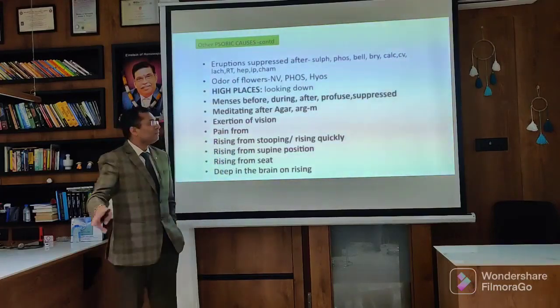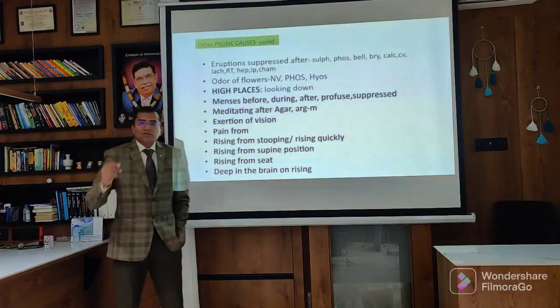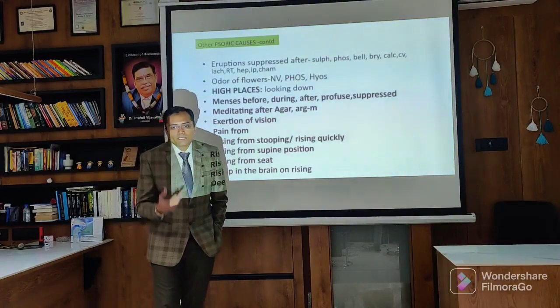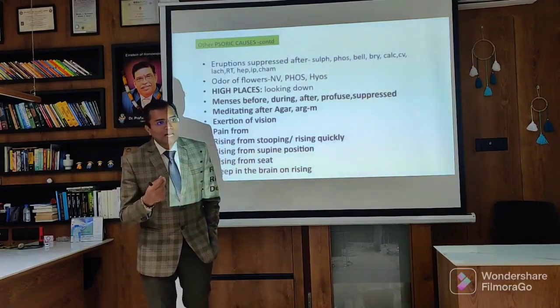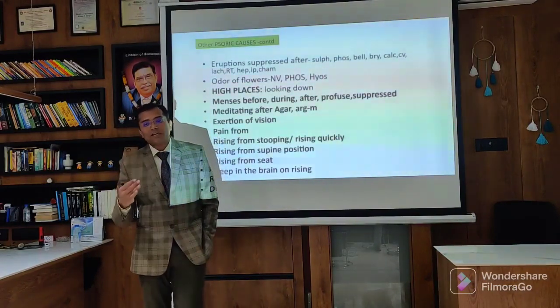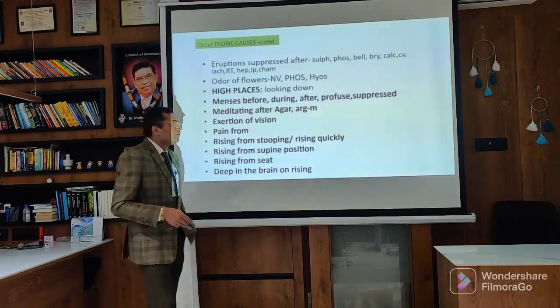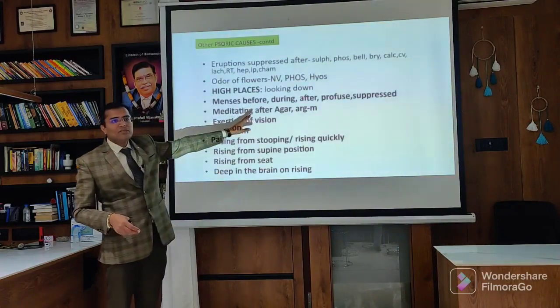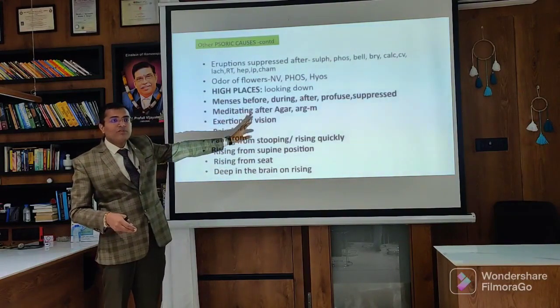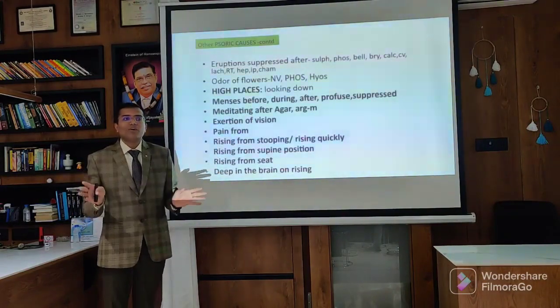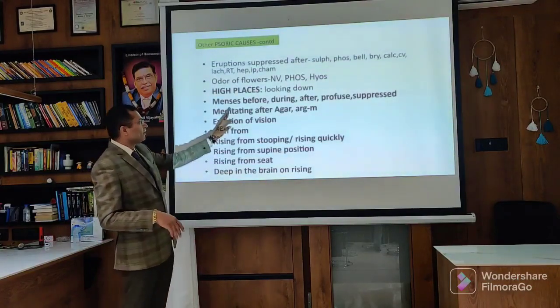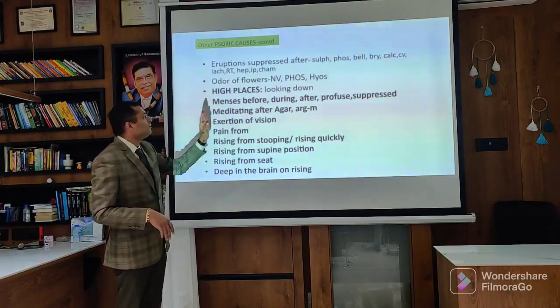Whereas in vertigo we have these remedies. Due to hypersensitivity of the olfactory nerves, odor of flowers, this is called idiosyncrasy. So this is sensitivity to the odor of flowers. We all know Lachesis is very sensitive, phosphorus is very sensitive. So when you find the odor of flowers causes vertigo and fainting sensation, we have these remedies: Nux vomica, Lachesis and phosphorus.